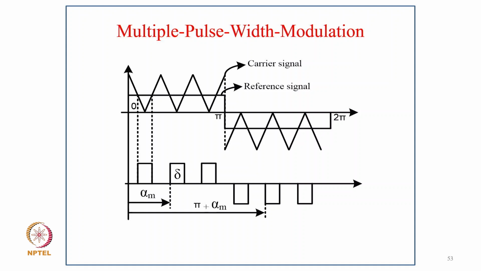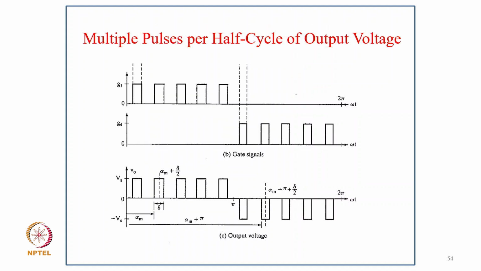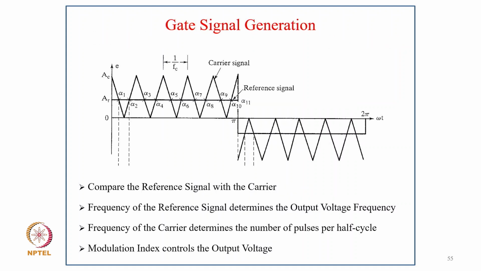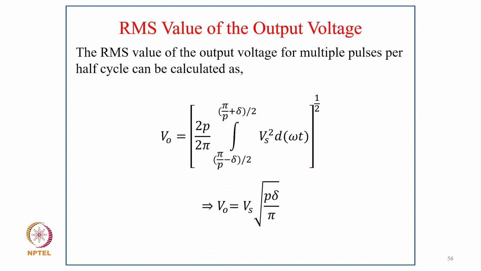And this is multiple pulse width modulation. As you can see, the sawtooth is compared with the reference square wave, and the widths of the pulses are almost symmetrical for the positive and negative half cycles. This shows per half cycle the gating pulses and how the output voltage appears with a width of delta angle. We compare the reference with the carrier. The frequency of the reference signal determines the output voltage frequency, the frequency of the carrier determines the number of pulses per half cycle, and the modulation index controls the output voltage.